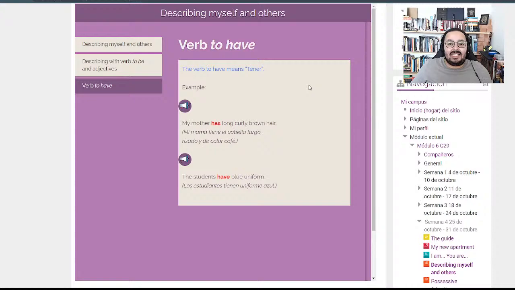Y en este sentido, hablando de la descripción de nosotros o de alguien más, podemos decir que tiene el cabello de tal color, tiene los ojos azules, tiene los ojos café, tiene la nariz grande, chiquita, tiene la voz grande, tiene la boca grande, tiene el cabello largo, tiene el cuello corto, and so on. Cualquier descripción que queramos hacer con to have, recuerden, es para decir que alguien más tiene o que nosotros tenemos.